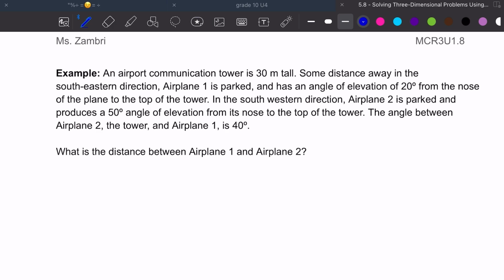And then same thing in the southwestern direction, airplane 2 is parked and it has an angle of elevation of 50 degrees. And so it says the angle between airplane 2, the tower, and airplane 1 is 40. So we want to know what's the distance between them. Solve this without a diagram.